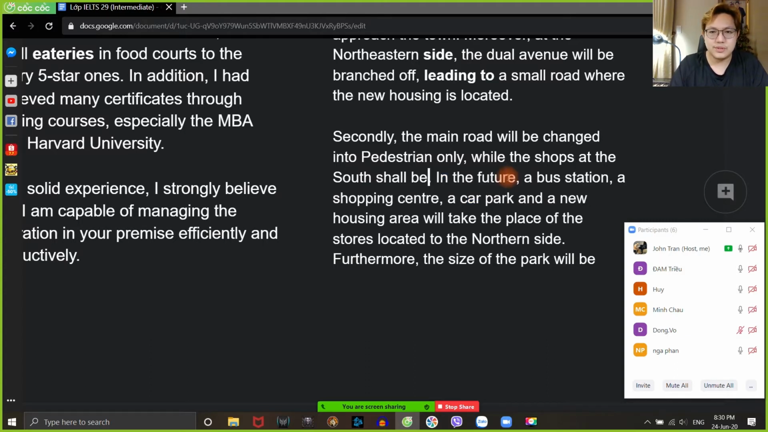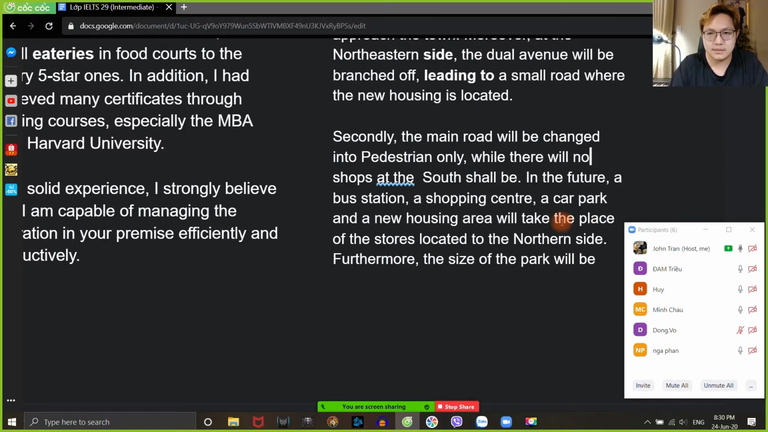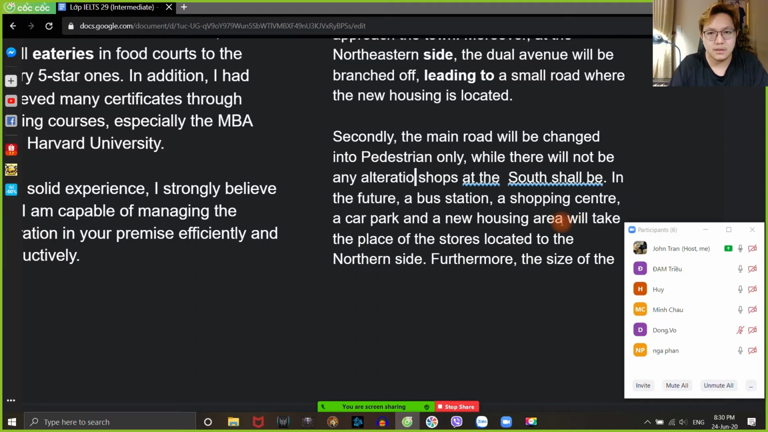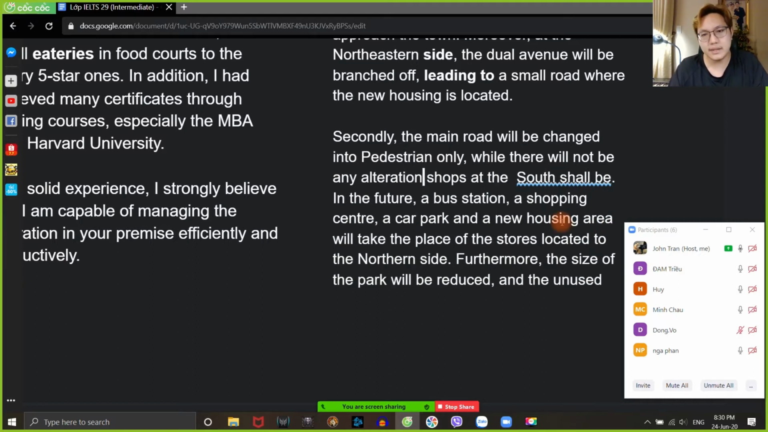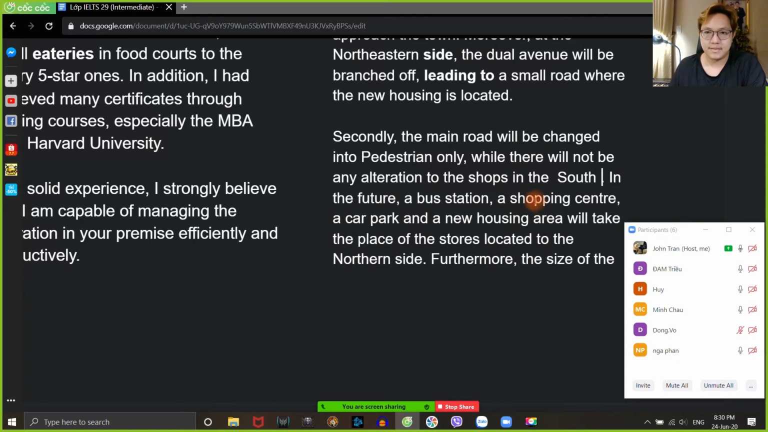Okay, I think it's better to use a noun form, while there shall not be, or I think there will not be any alteration. Trong khi nó sẽ không có bất kỳ sự thay đổi nào cho những cái shops to the shops in the south. While there would not be any alteration to the shops in the south, trong khi sẽ không có bất kỳ sự thay đổi nào đối với những cái shop ở phía nam. Okay, that sounds better now.